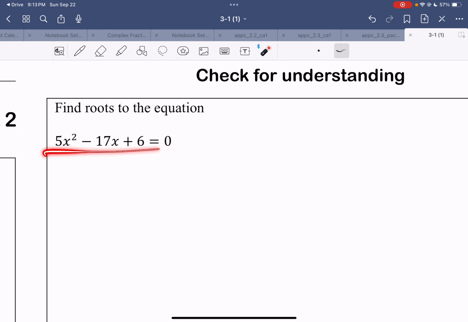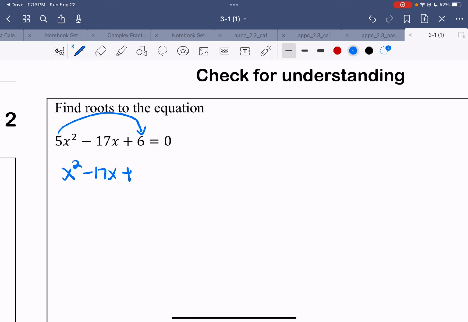So let's do this question together. Step number 1. Slip the first number to the last number and then multiply. So I get x squared minus 17x plus 30. That is equal to 0. Now let's factor this. I'm going to put 30 on the top, negative 17 on the bottom.